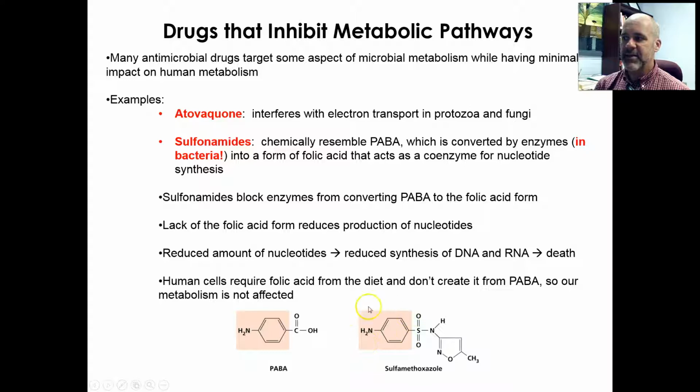It has a chemical structure that very closely resembles the chemical structure of a compound in bacteria called PABA, P-A-B-A. That's an abbreviation for a very long organic chemistry name. This chemical compound in bacteria called PABA is converted to folic acid. And folic acid is a coenzyme. Remember, those are chemicals that enzymes need to help carry out their chemical reactions. Folic acid is used for nucleotide synthesis. So without folic acid, you can't build your nucleotides properly in bacteria.